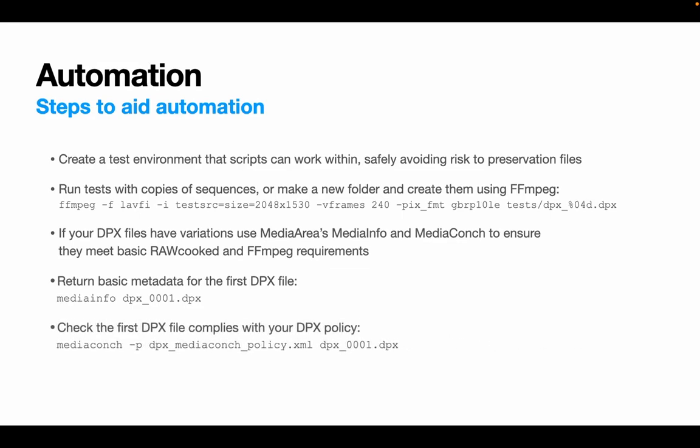MediaConch will need a written policy, such as the public policies that we just looked at. Then you will call the software MediaConch, followed by the -p flag to tell the software that the item following is the XML policy you want to use, then finish with the path to the first DPX in the sequence. The software will then return a pass or fail statement. If it fails, then you will get a list of the items that failed in the policy, which is often best read from the bottom up, particularly if policies have nested checks in them.